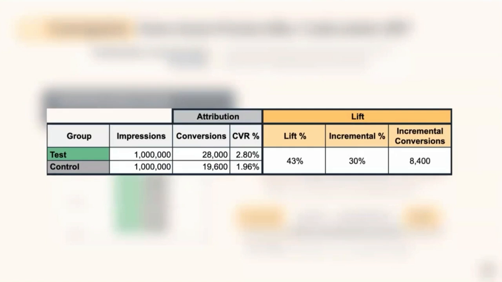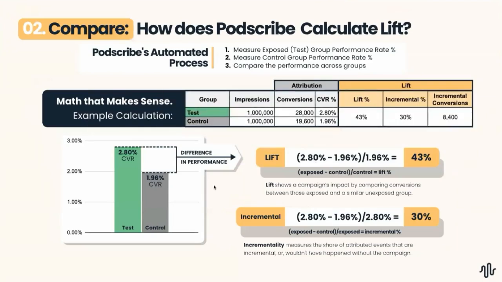Now, remember that last slide. Podscribe created a control group that looks just like the exposed group. And we observed that those households were converting at a lower rate. So out of 1 million control impressions, we saw 19,600 conversions, a conversion rate of 1.96%. Okay, we have our two response rates between control and test. And so now we can do our calculations for lift, incremental, and what's called incremental conversions or gain. If you wouldn't mind, Amelia, maybe backwards here. Perfect. Let's talk about lift and lift percent.